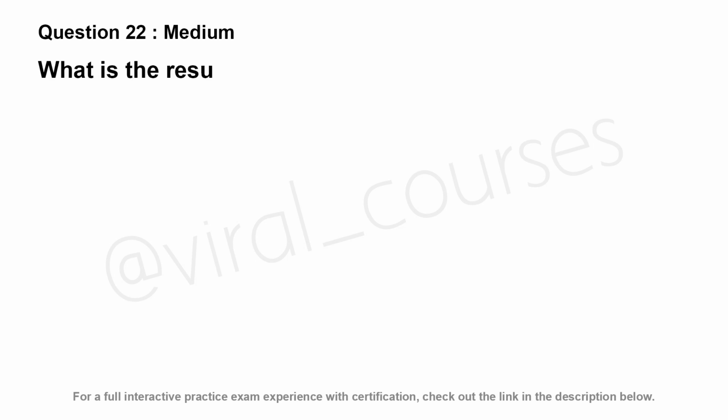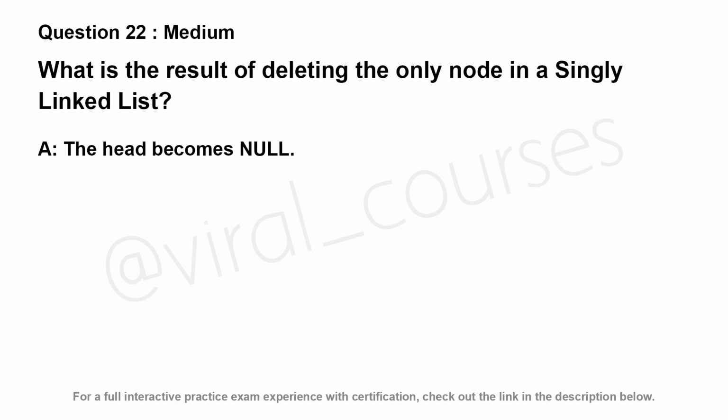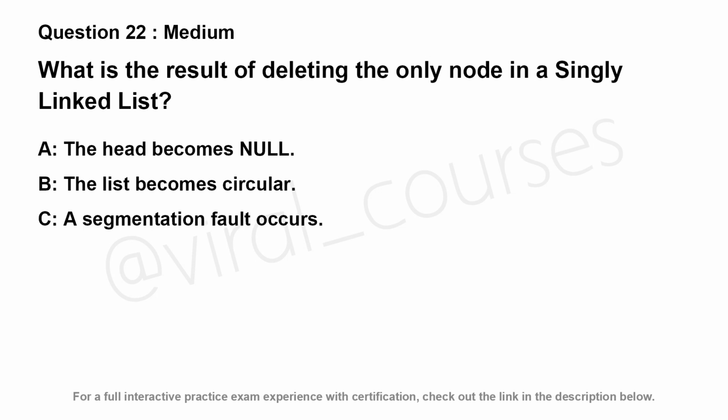What is the result of deleting the only node in a singly linked list? Option A, the head becomes null. Option B, the list becomes circular. Option C, a segmentation fault occurs. Option D, the next pointer points to itself.